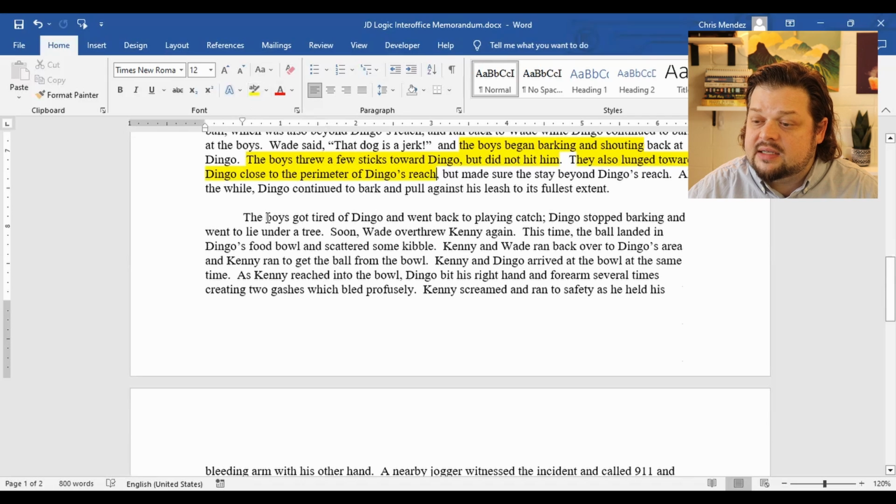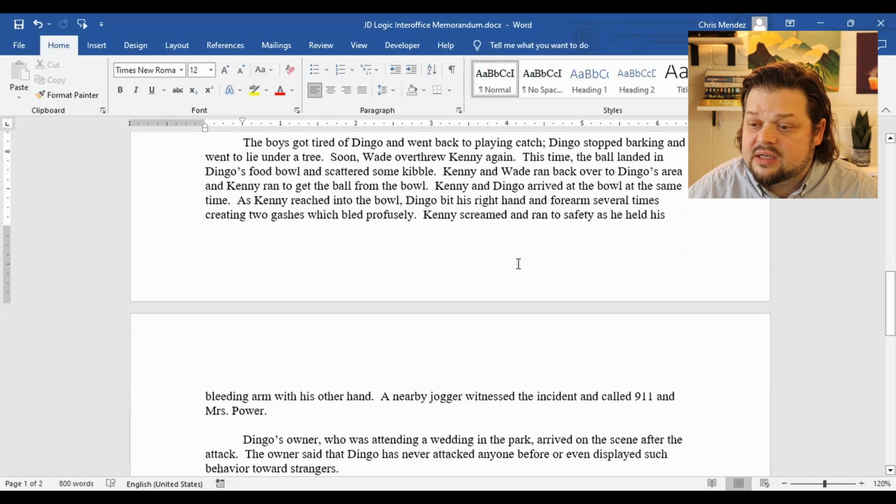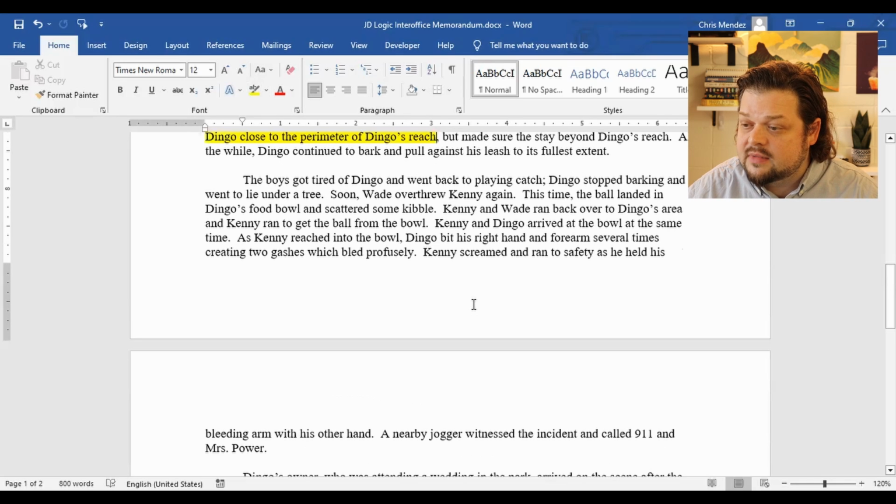All the while, Dingo continued to bark and pull against the leash to its fullest extent. Okay, the boys got tired of Dingo and went back to playing catch. Dingo stopped barking and went to lie under a tree. Soon, Wade overthrew Kenny again. This time the ball landed in Dingo's food bowl and scattered some kibble. Kenny and Wade ran back over to Dingo's area, and Kenny ran to get the ball from the bowl. Kenny and Dingo arrived at the bowl at the same time. As Kenny reached into the food bowl, Dingo bit his right hand and forearm several times, creating 2 gashes which bled profusely.